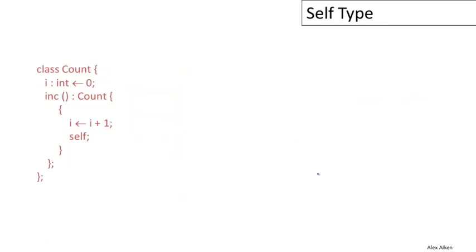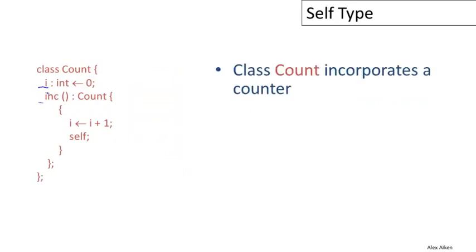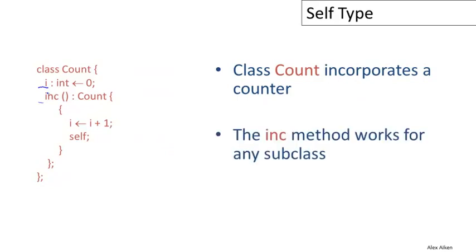To begin with, let's motivate the problem that self-type solves by looking at a simple class definition. So here we have a class Count, and it has a single field i, which is an integer initialized to 0, and it has one method, inc. Essentially, the class Count just increments a counter. Initially, when you allocate a new Count object, the counter is 0, and then every time you call inc, the counter's value is increased by 1.